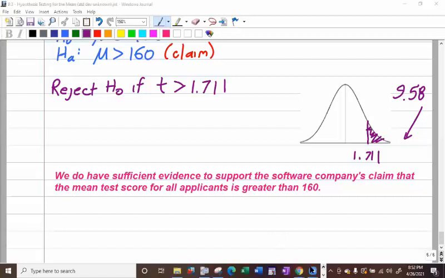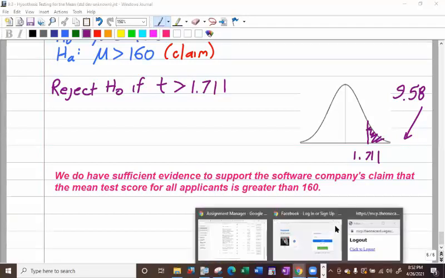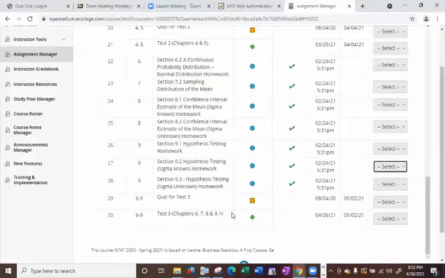All right, let's go up here and bring up the new section. 9.3.